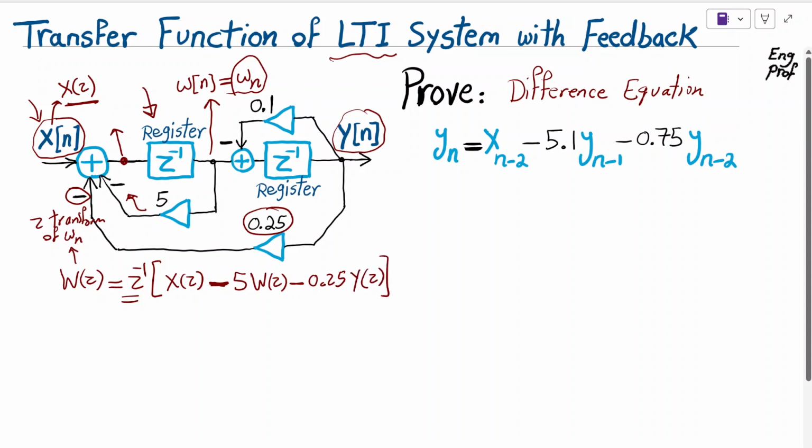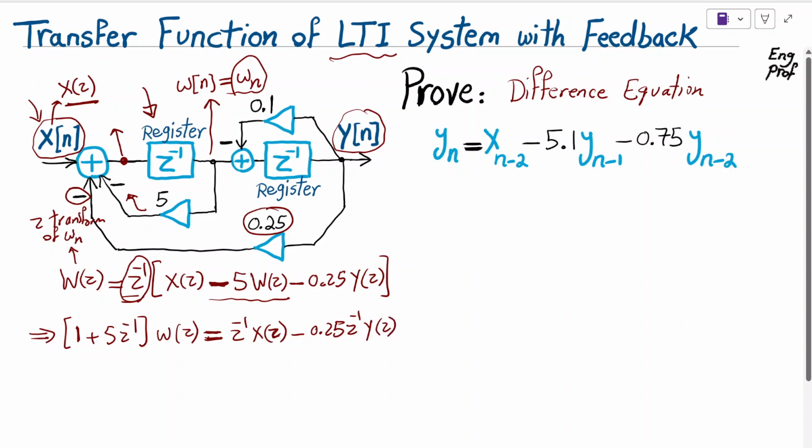So that's one equation. Now let's clean that up. If I clean that up and reshuffle things around, it becomes this way. Keep W of z on the left side, but shift this term multiplied by z minus 1 to the other side. It becomes 1 plus 5 z minus 1 W of z equal to z minus 1 X of z, minus 0.25 z minus 1 Y of z. Okay, let's keep this for now.